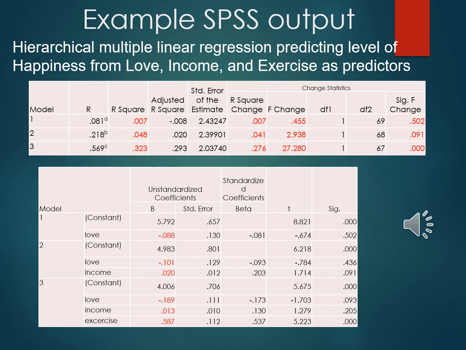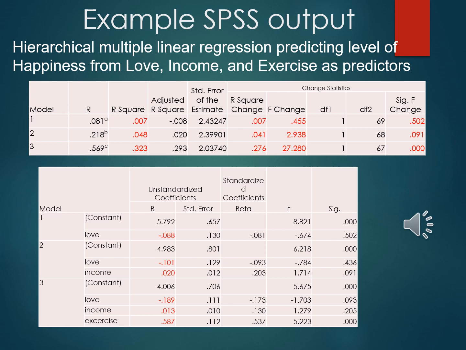So you don't have to worry about the exam. The reason why we are doing this is because in case you use multiple regression in the future, at least you have an idea of what you need to pay attention to. These red values are the ones that you need to pay attention to. The first model here, for example, tries to predict the level of happiness from love, income, and exercise as predictors. In the first model you enter only love, so love is predicting the happiness.